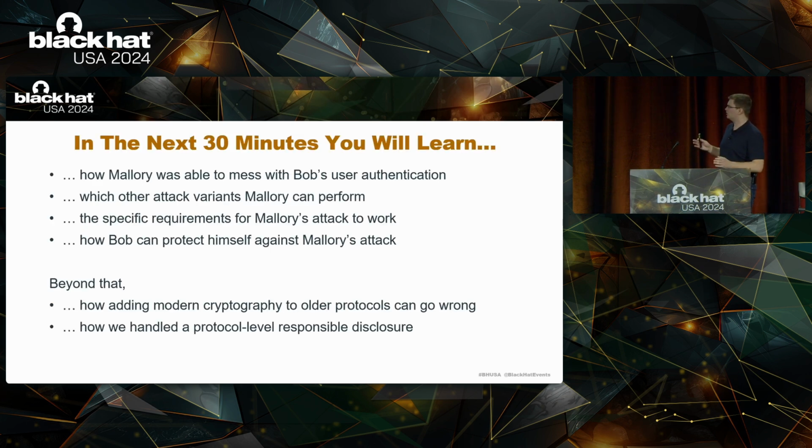So how was Mallory able to mess with the authentication that Bob made against the server, the client authentication? Also, I will talk a little bit about what variants there are for the attack, what requirements we have, and also, last but not least, how Bob can protect himself against the attack.